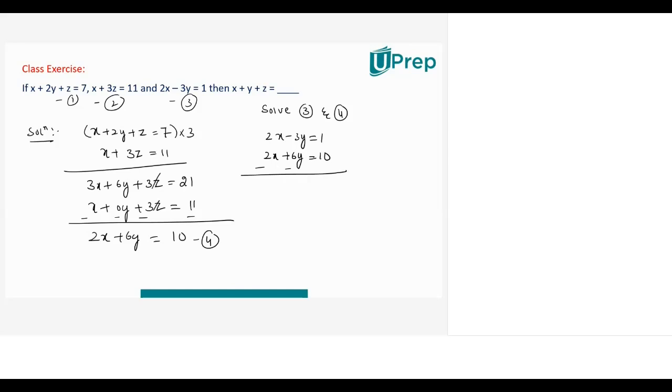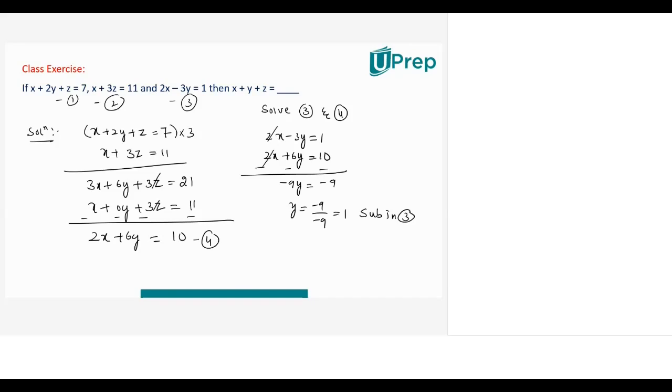Let's subtract this. Minus, minus, minus. So clearly your 2x gets cancelled. So what do you have? Minus 3y minus 6y is minus 9y. Clearly on the right hand side, 1 minus 10, that is minus 9. So what is y? Obviously minus 9 by minus 9, which is 1. Clear?